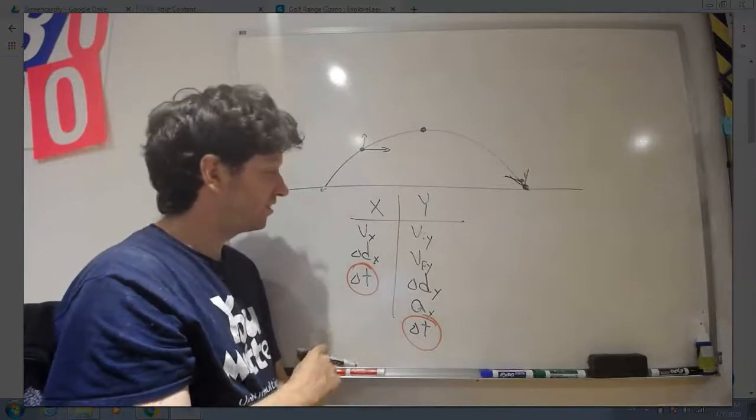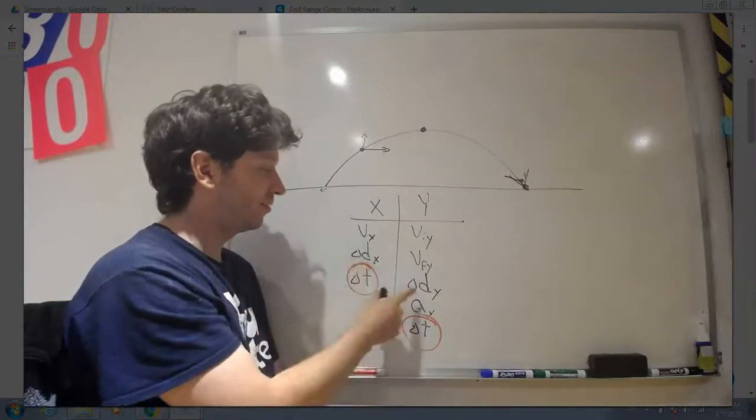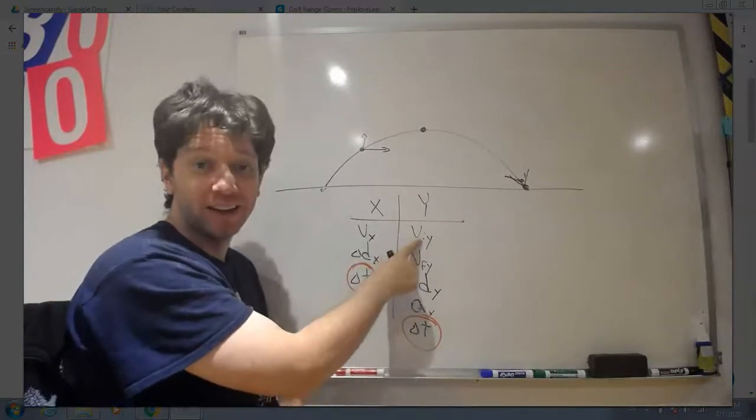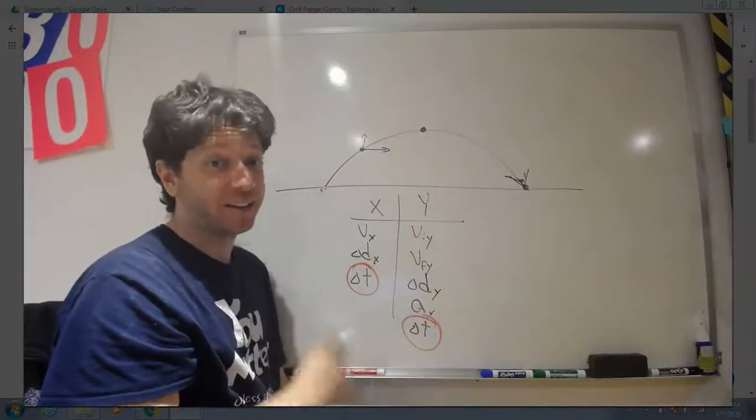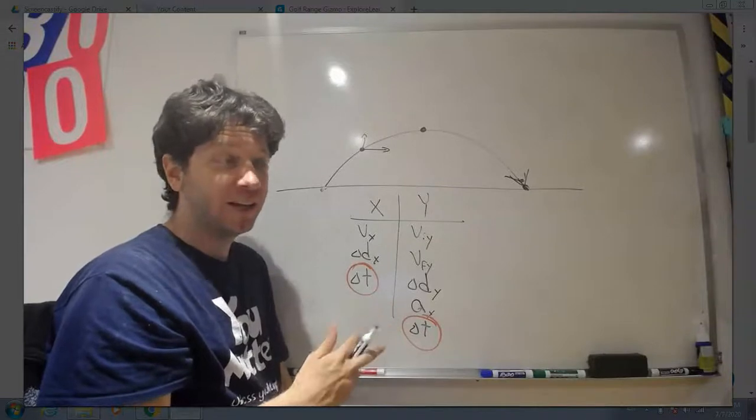Okay, you cannot solve for Vx here and substitute that for Viy. You can't solve for delta dx and substitute that in for delta dy. They're completely different variables. Okay?